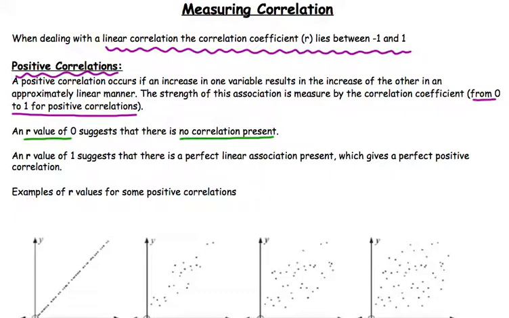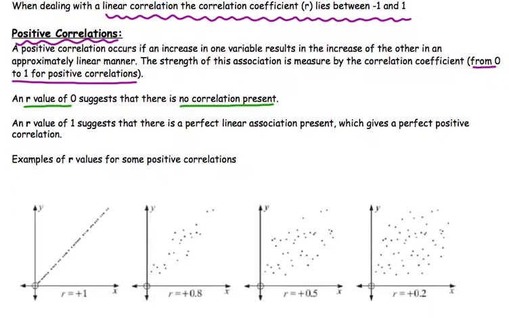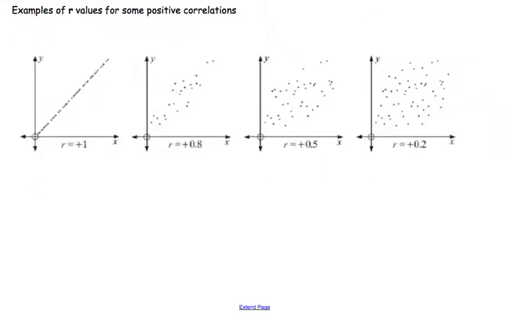So here are some examples below of different correlation coefficient values. So if your strength is very strong, like this one, R equals +1, that means every single data point is on what we call the line of best fit. Now this one, R equals +0.8. Spread out a little bit, but it's still pretty strong, still pretty close to 1.